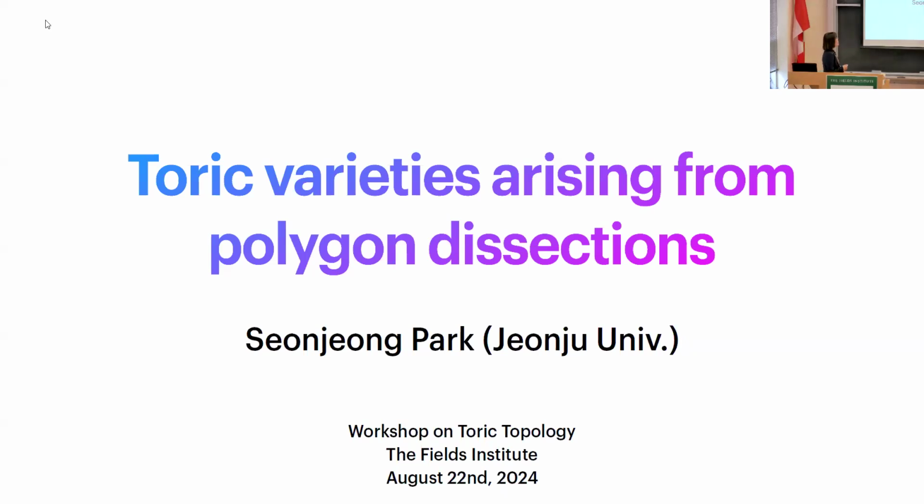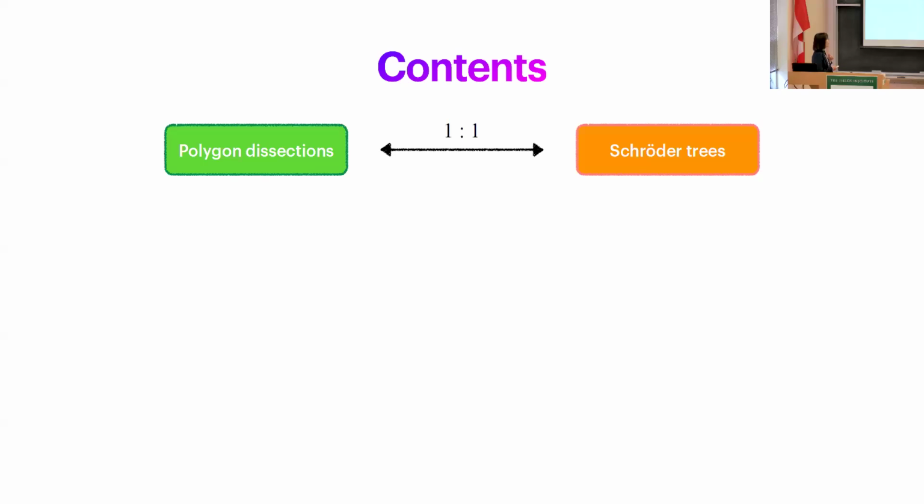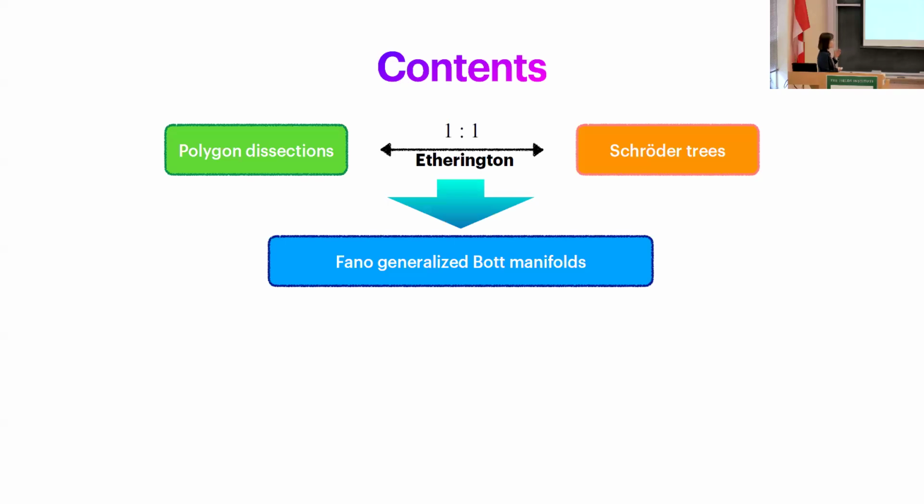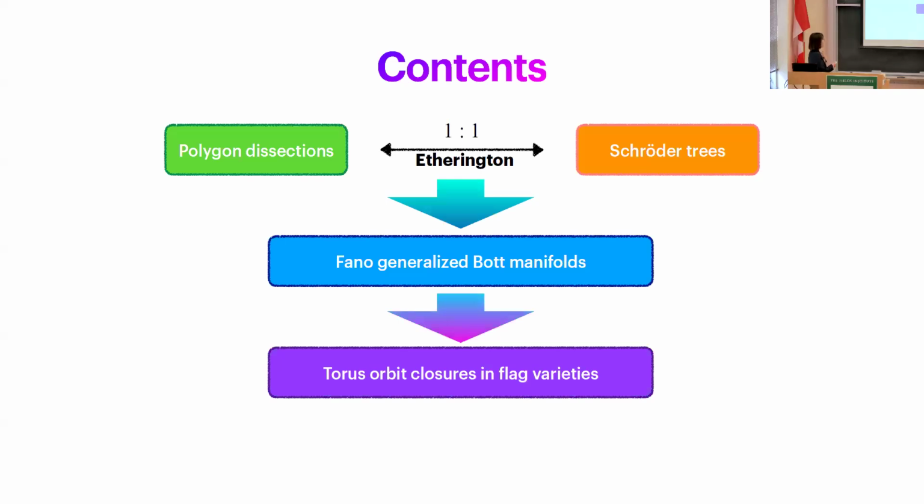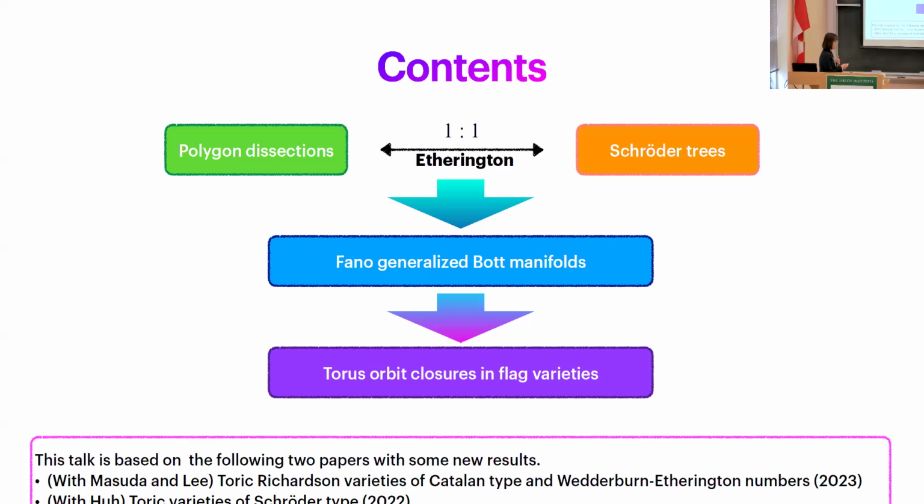Today, I'll construct the toric varieties associated with the polygon dissections, and we'll show that these toric varieties appear as torus orbit closures in flag varieties. So first, I'll introduce the notion of polygon dissections, and then introduce a one-to-one correspondence between the polygon dissections and trees given by Etherington in 1940. And then we'll construct the toric varieties associated with the polygon dissections, and show that those toric varieties are Fano generalized Bott manifolds. And finally, I'll introduce that these toric varieties can appear as torus orbit closures in flag varieties. This talk is based on the following two works.